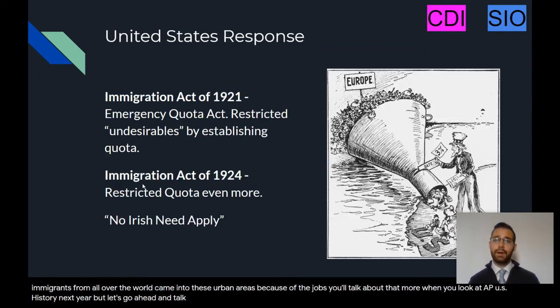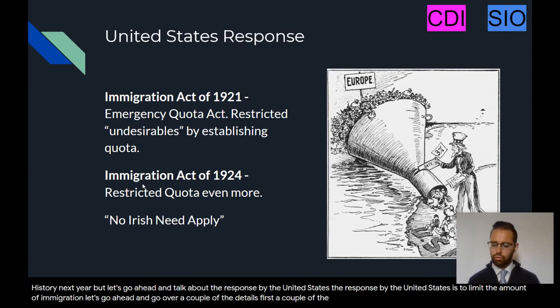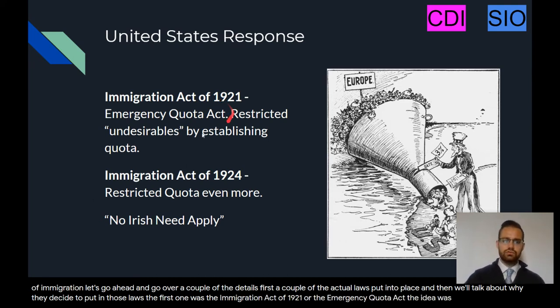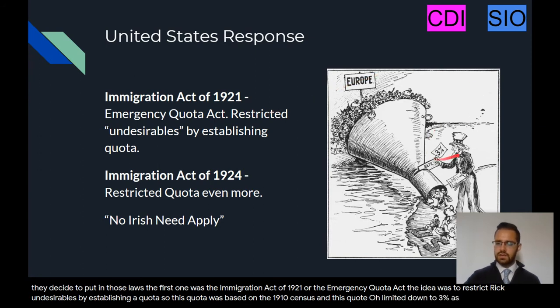But let's go ahead and talk about the response by the United States. The response by the United States is to limit the amount of immigration. Let's go ahead and go over a couple of the details first, like a couple of the actual laws put into place, and then we'll talk about why they decided to put in those laws. The first law was the Immigration Act of 1921, or the Emergency Quota Act. The idea was to restrict undesirables by establishing a quota. So this quota was based on the 1910 census. And this quota limited down to 3%, as you see here, from any country.